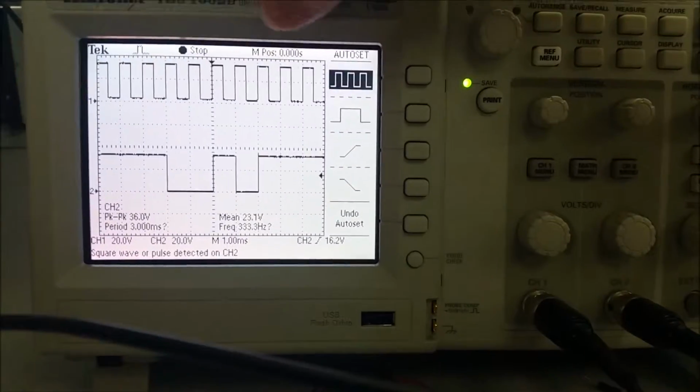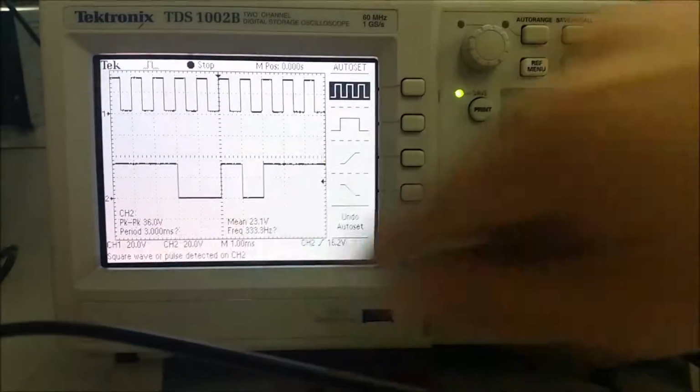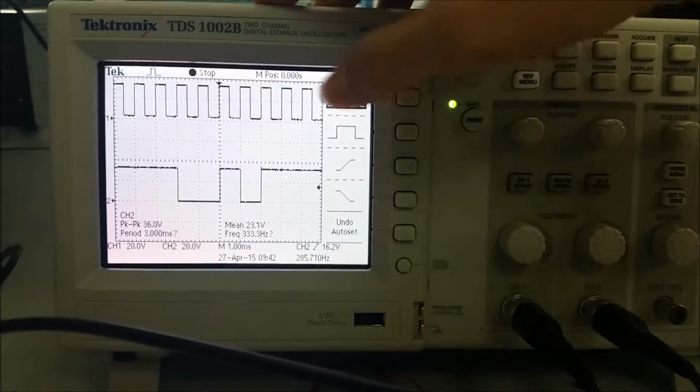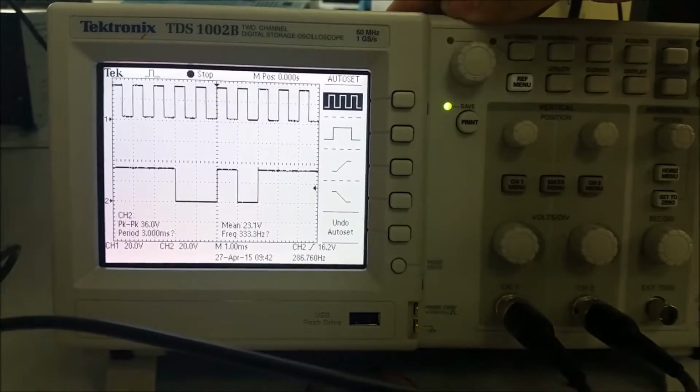So channel 1 is the clock signal, and channel 2 is our X0 signal. So this is the graph obtained. It is the same as our prediction. Thank you.